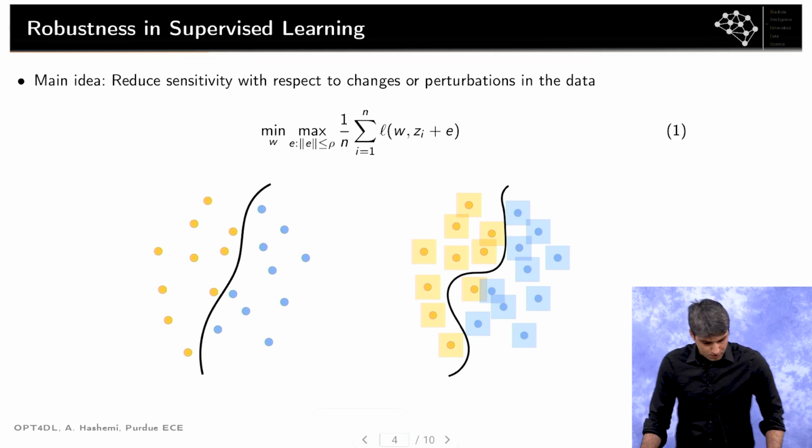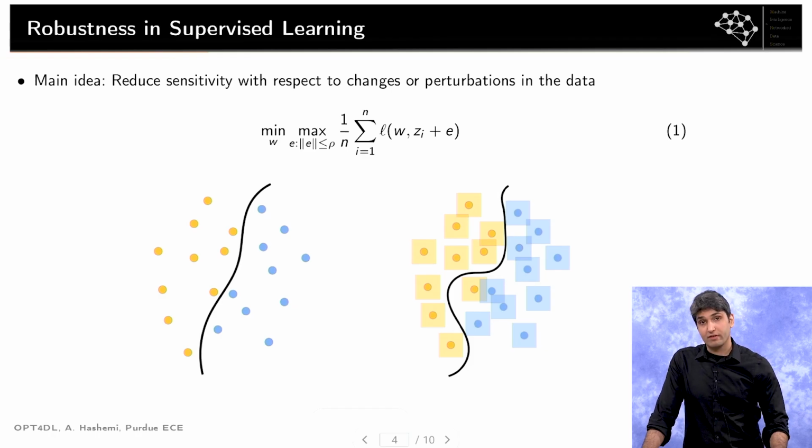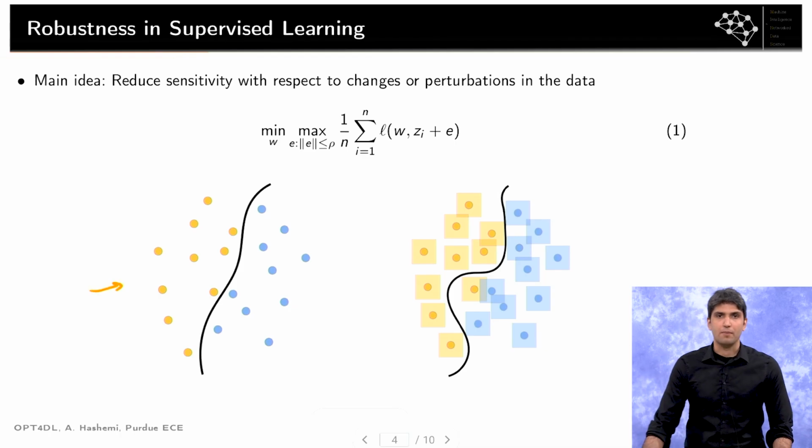So more specifically, robustness in supervised learning can be thought of as reducing the sensitivity of the model with respect to changes or perturbation in the data. Okay, so let's consider this scenario. I have a simple binary classification problem, and my hope is to learn a classifier that can successfully classify the data into the two classes.